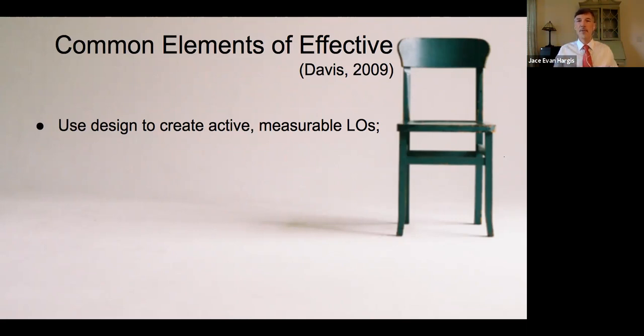And we find that if we attend to Davis's common elements of effective teaching, we really become very flexible in the mode. And when the mode changes, we certainly can still rely on some of these ways that we teach. So the first one is that really effective teachers, no matter what, design, and I like this word, they really design their courses so that they're active and that they're attending to what we call these measurable learning outcomes.